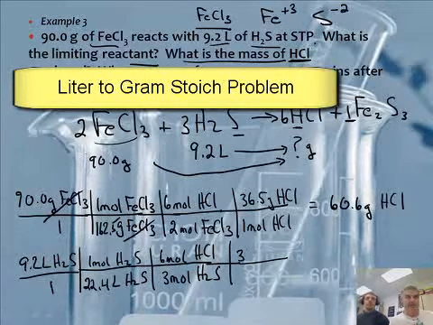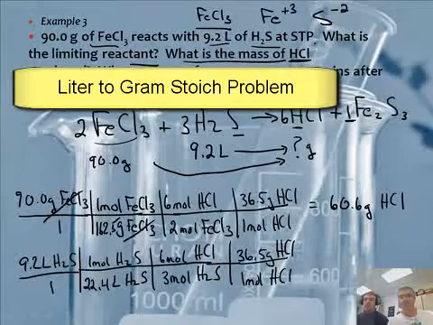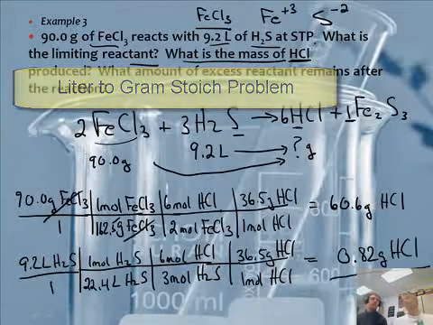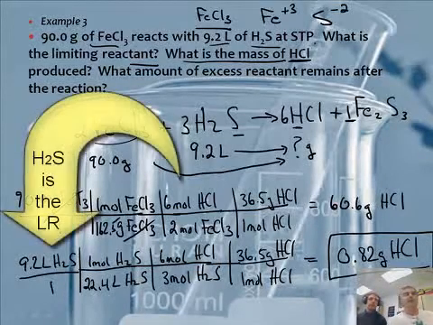We could use the same one again: 36.5 grams of HCl to 1 mole of HCl. And that gives us what? A small number. 0.82 grams of HCl. So obviously, this is the limiting reactant. We're going to run out of H2S first.